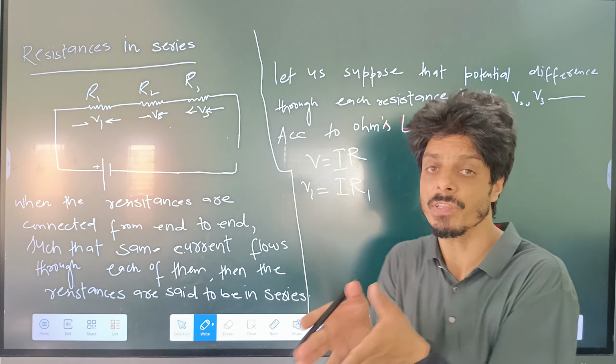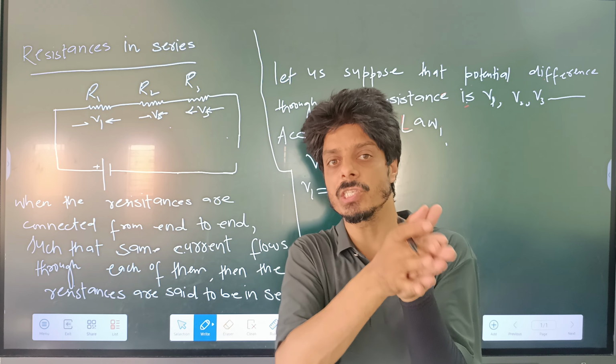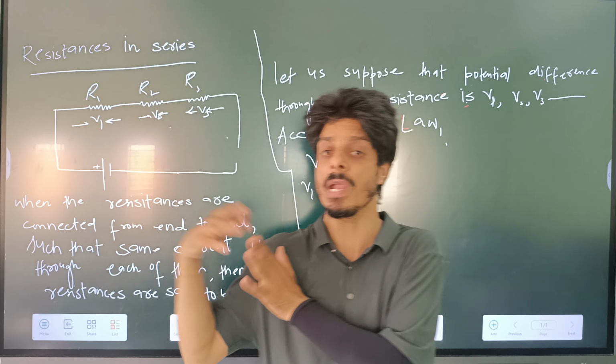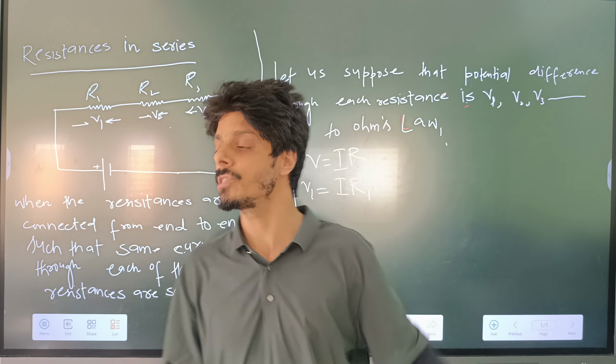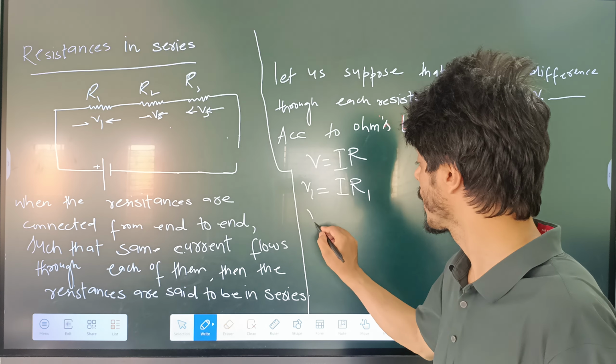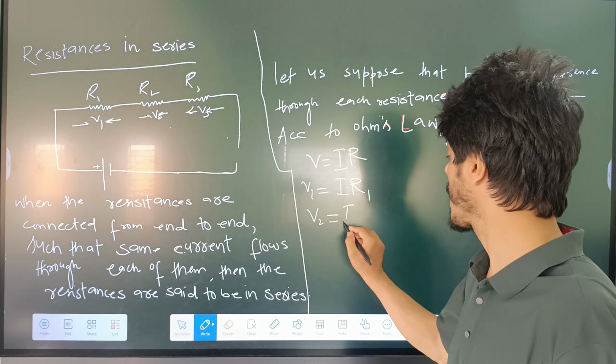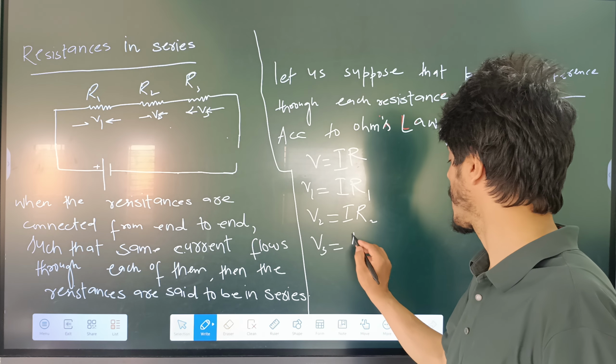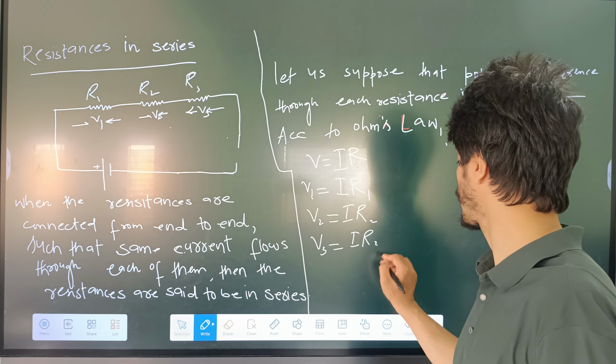When the resistances are connected in series, I mean from end to end, then the current through each resistance is the same. So V1 is equal to IR1, V2 is equal to IR2, and V3 is equal to IR3.